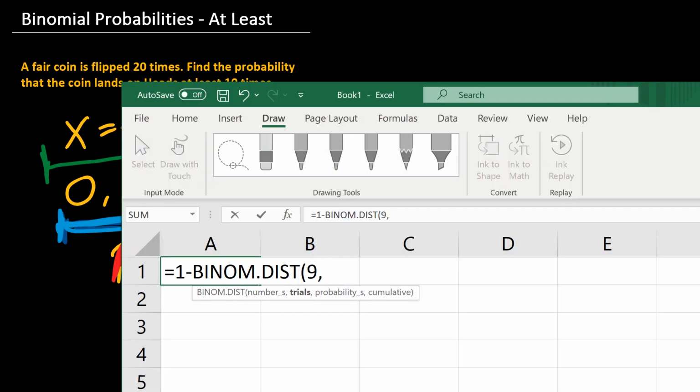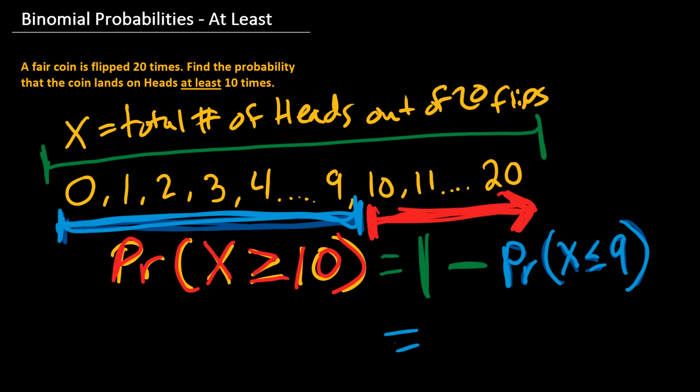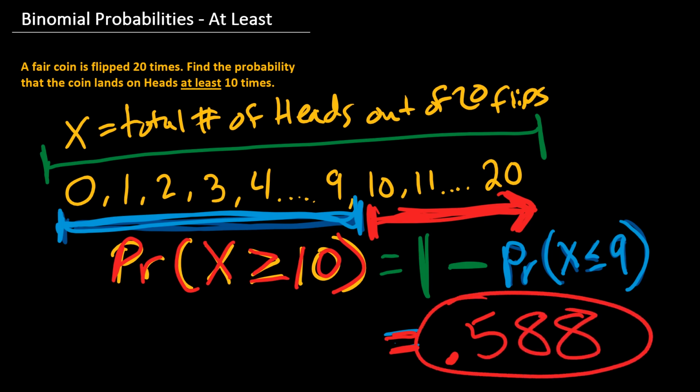Number of trials is 20. The probability of success, well, it's a fair coin, so you have half a chance. Cumulative is true, which means I want to find the probability that X is less than or equal to 9. If it was false, it would just be the probability X equals 9. Cumulative means less than or equal to. Press enter. 0.588, so this probability equals 0.588. Very good, and that's my answer.